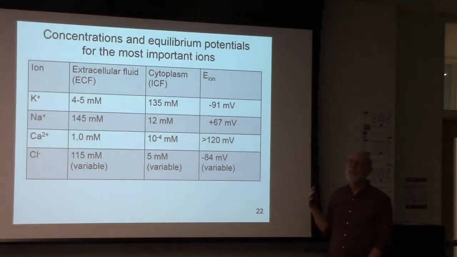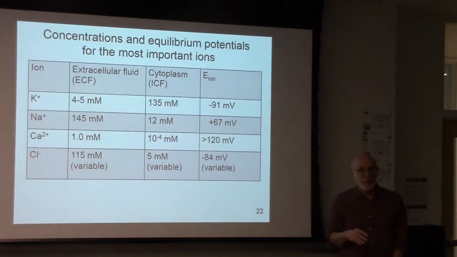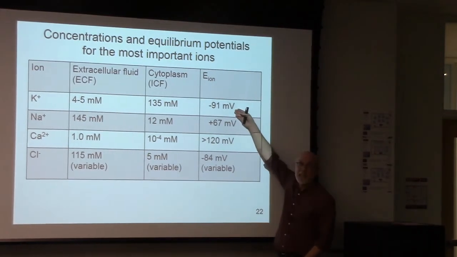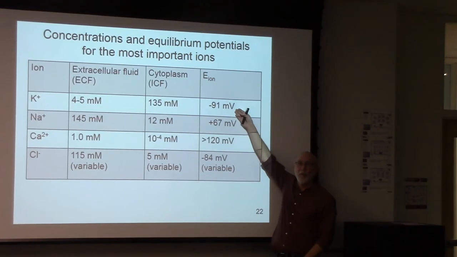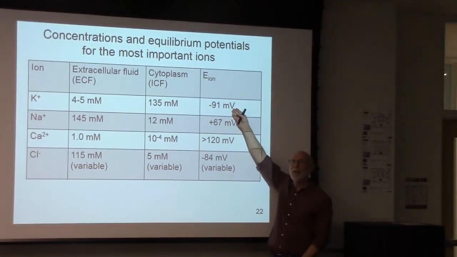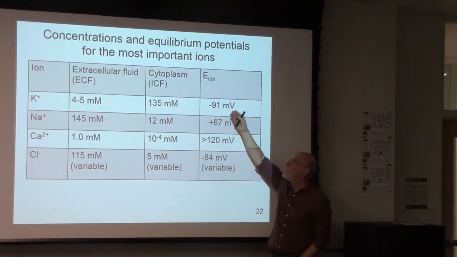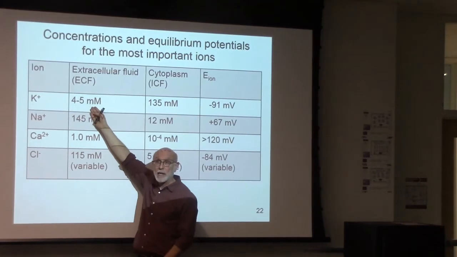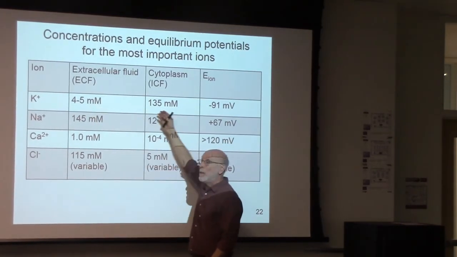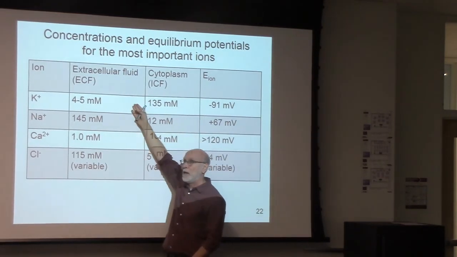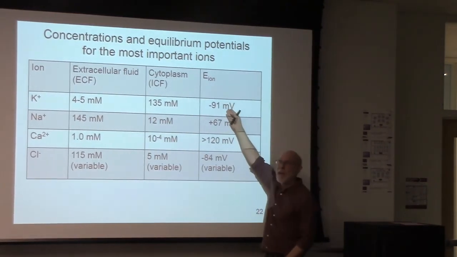So here are some typical values. I think I printed this out for you. The equilibrium potential for potassium is a large negative number. Let's make sense of that. Remember, the concentration of potassium on the inside is high. The concentration of potassium on the outside is low. Potassium tends to flow from inside to outside, making the inside negative.